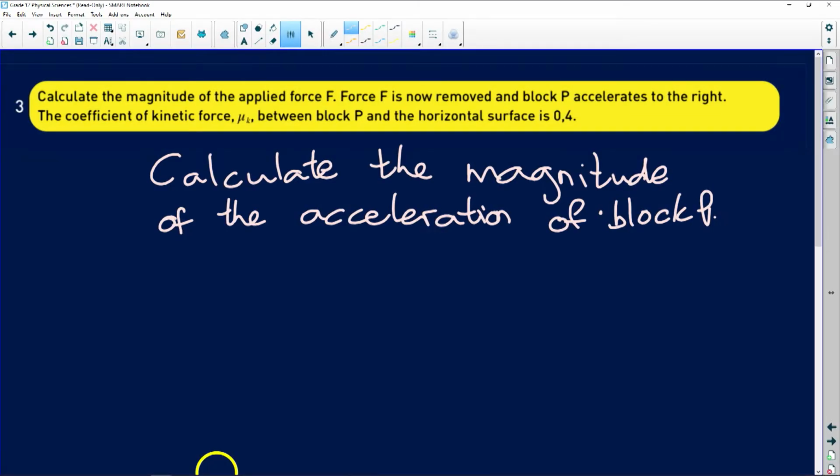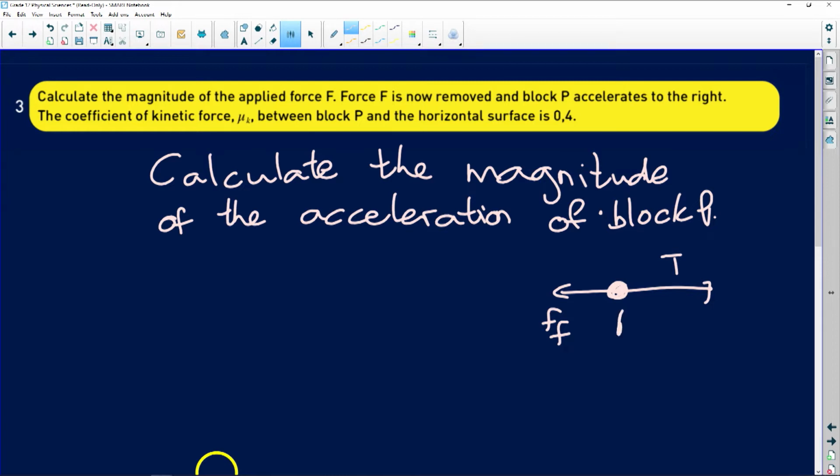We're going to continue with the question, and the question now says, calculate the magnitude of the applied force. Force F is now removed, so that was the force to the left is now removed, and block P accelerates to the right. The coefficient between block P and the horizontal surface is 0,4. Right, so now looking at the setup, we actually have block P and we have the tension in the rope, it's attached to R, and we've got the force of friction acting back on our object. So that is basically the situation.